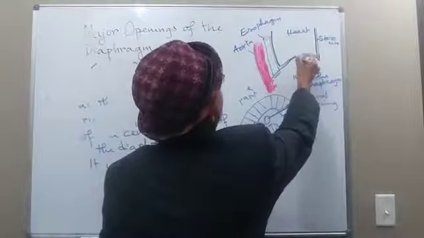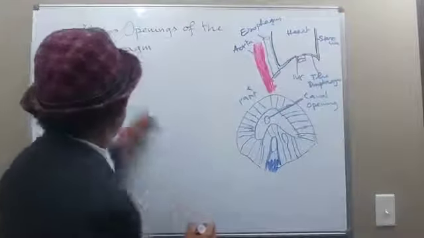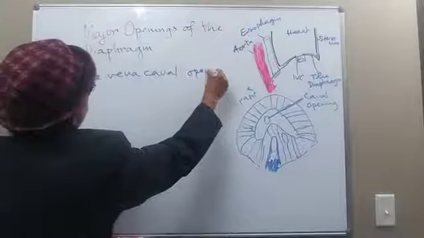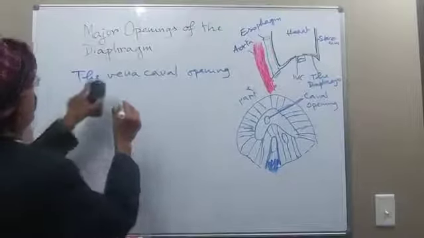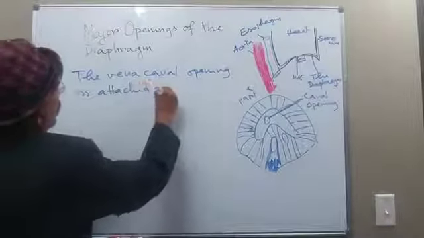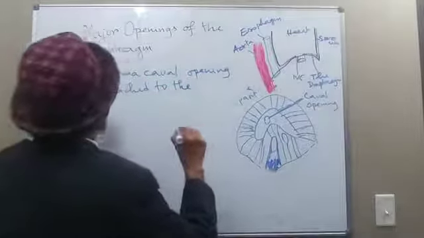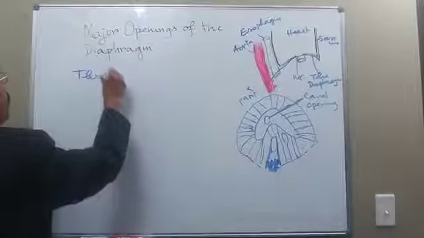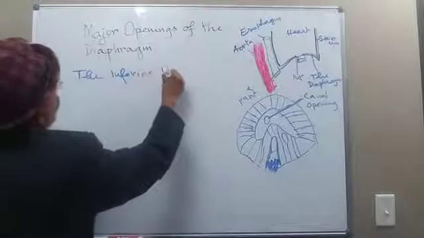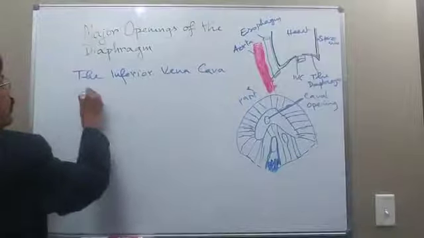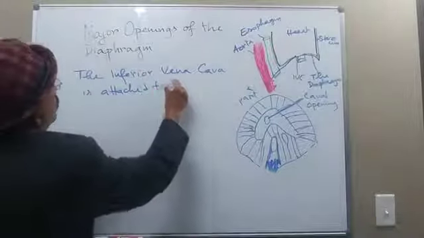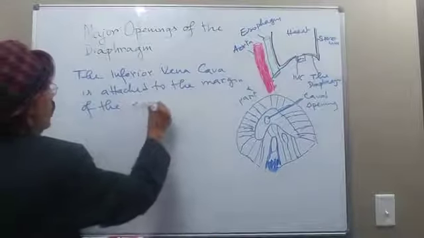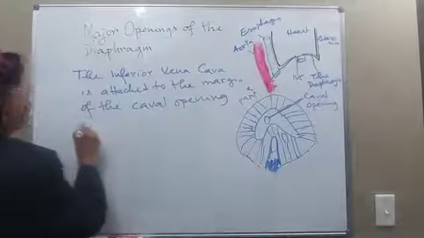The vena cava is attached to the vena caval opening of the diaphragm. Look at that. This is the inferior vena cava. It is attached here. We can say the inferior vena cava is attached to the margin of the caval opening of the diaphragm.